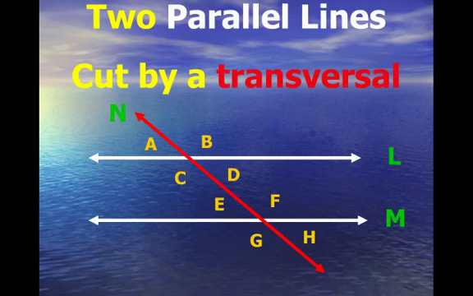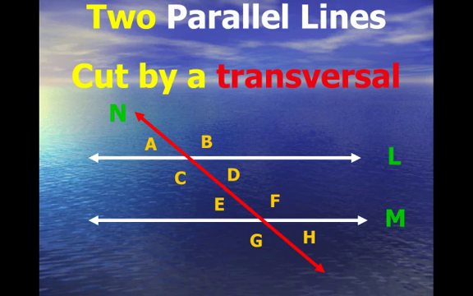First, here's our model. Take a good look at this. There are three lines in this diagram. Two of the lines are parallel. I have them labeled for you in white. They are lines L and M. And the transversal is the line that cuts through diagonally. The transversal is red, and I have this labeled as N.